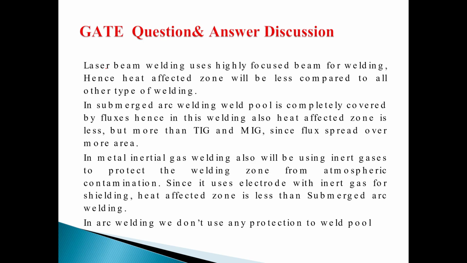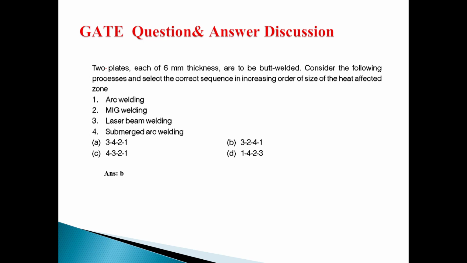In arc welding, we do not use any protection for the weld pool. So, from this, we have to select B. First one is laser beam welding, MIG, submerged arc welding. This is the sequence.